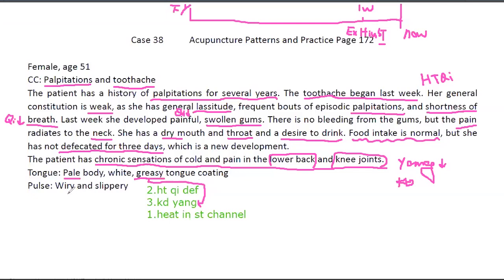And for the pulse, a wiry pulse can come from pain, or from phlegm or dampness. This patient mainly has it from the painful situation, and it can also come from the liver, but we don't see signs coming from the liver. So it's coming from the painful situation, because of the gum pain. And the slippery pulse is similar to the greasy tongue coating, so we still think it comes from yang deficiency. So that's basically this pattern.